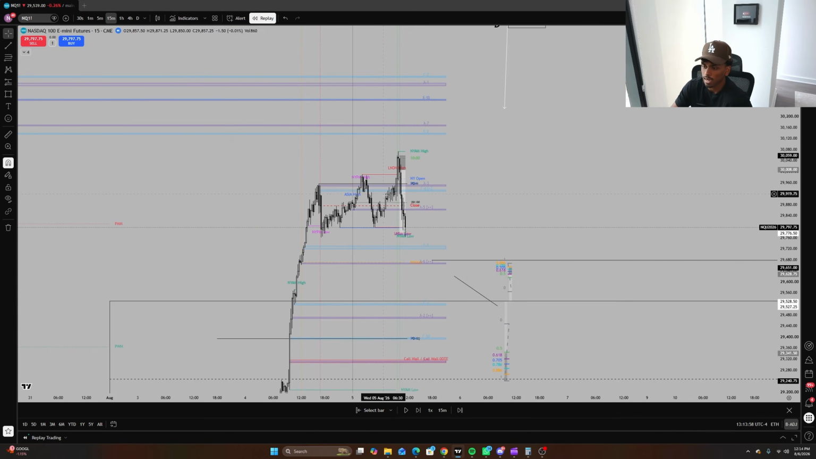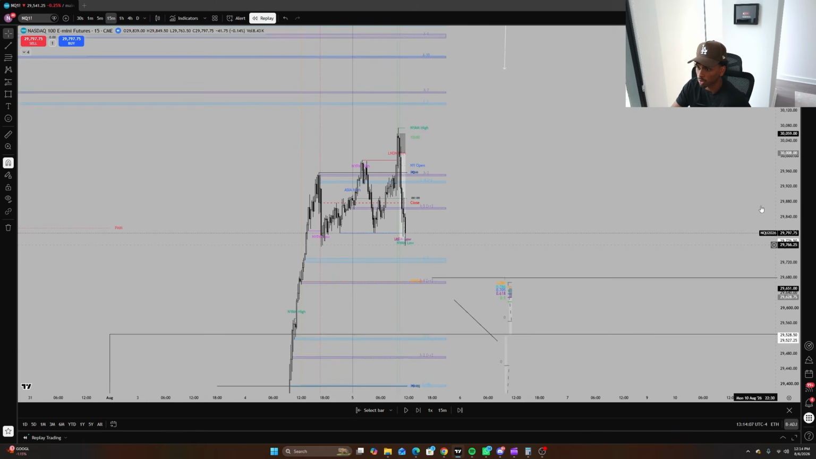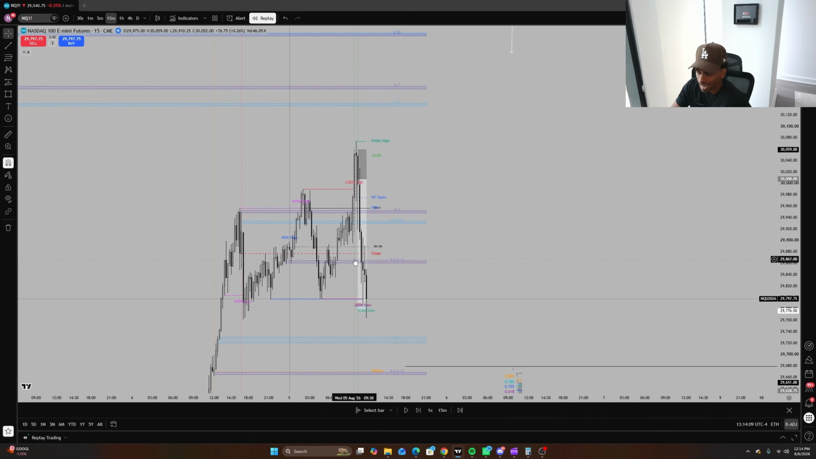We never really had a pullback yet. And in order to have a pullback after such big displacement, such big distribution, you want to reset with accumulation. And that is exactly what we got over here. We have accumulation, and then what do we get?